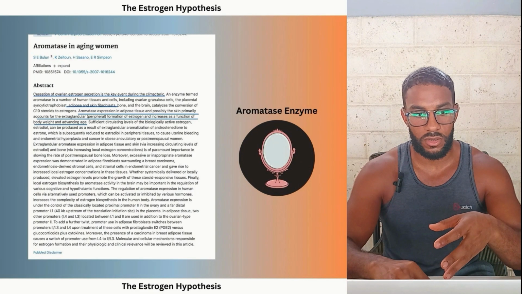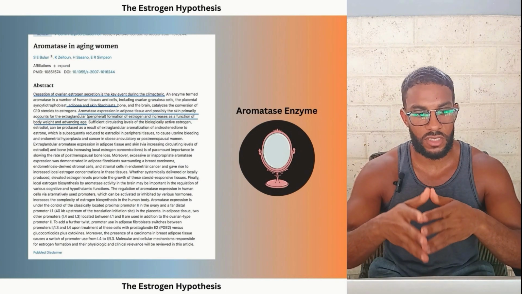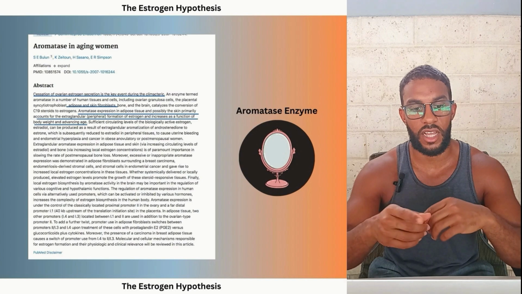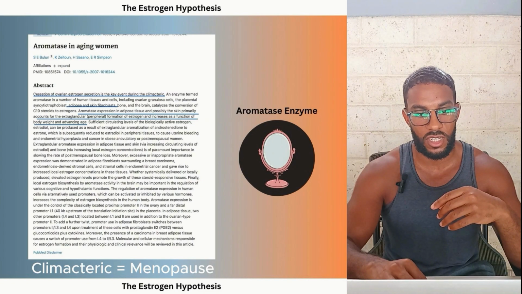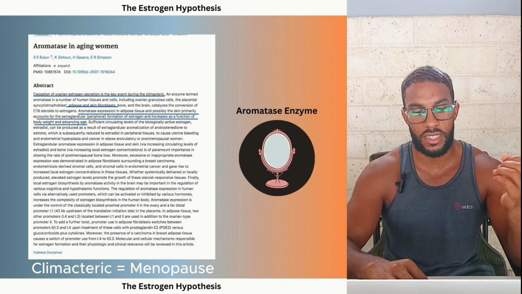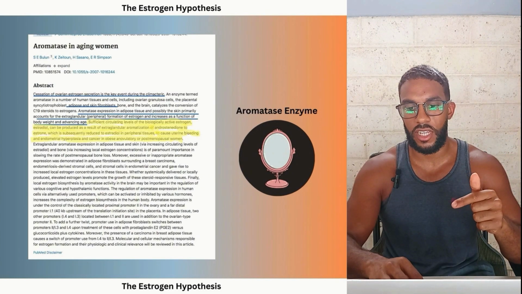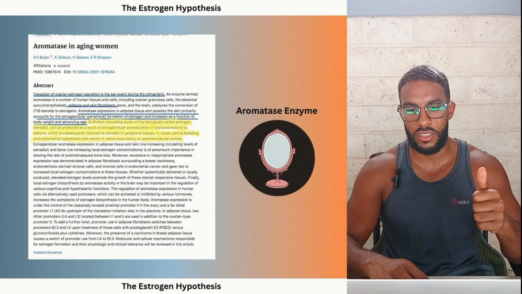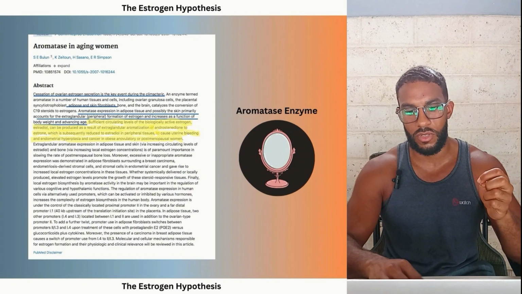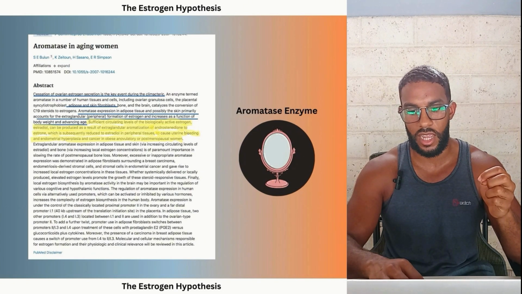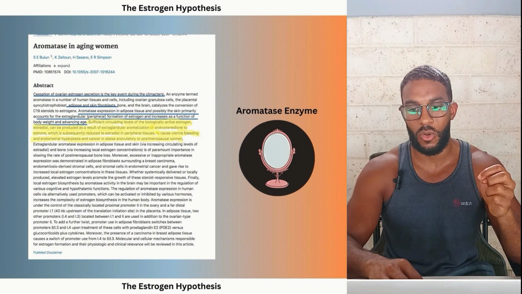So here in this article, aromatase in aging women, cessation of ovarian estrogen secretion is the key event during the climacteric. Aromatase expression in adipose tissue and possibly the skin primarily accounts for the extraglandular peripheral formation of estrogen and increases as a function of body weight and advancing age. Here it says sufficient circulating levels of biologically active estrogen, estradiol, can be produced as a result of extraglandular aromatization of androstenedione to estrone, which is subsequently reduced to estradiol in peripheral tissues to cause uterine bleeding and endometrial hyperplasia and cancer in obese, anovulatory, or postmenopausal women.